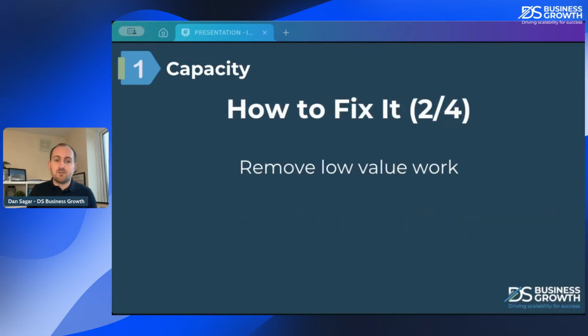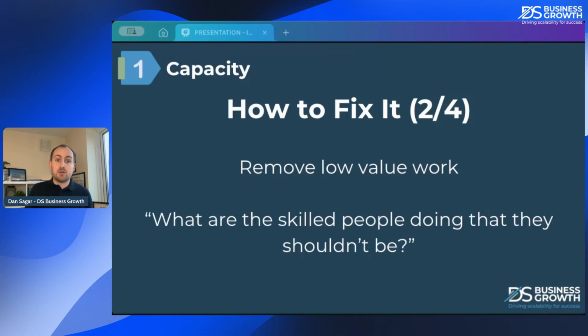The second potential fix here is removing low value work. Are there things you can outsource? Have you got things that you can give to other people? What are all your really skilled or talented people in your business doing that they shouldn't be? Admin, we'll talk about this more later in processes and systems, but it's worth mentioning. A lot of that we can now remove from businesses through AI and clever technology. Really think about what your team are doing, and if it's really low value work, can we outsource it, remove it, or automate it?